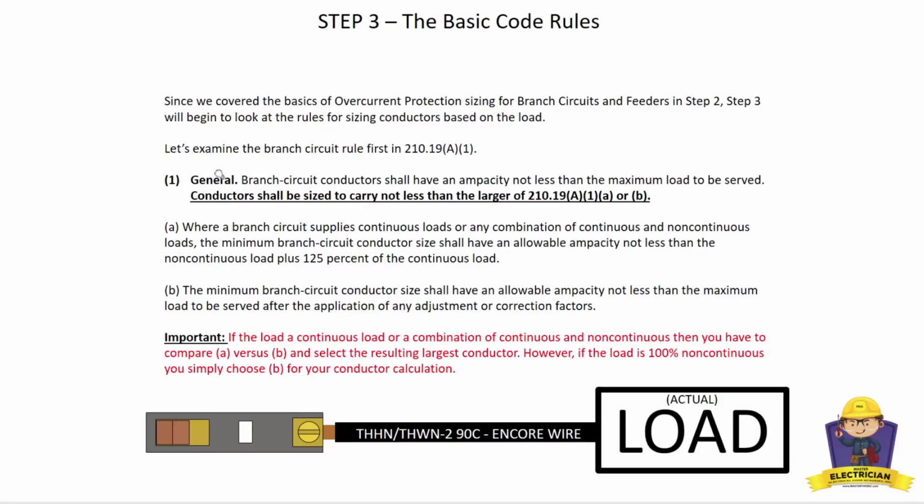So here it is on the screen. And here's what the general rule says. Branch circuit conductors shall have an ampacity not less than the maximum load to be served. And again, remember, the load is the load. Now, conductors shall be sized to carry not less than the larger of the results of the calculation between 210.19(A)(1)(a) or (b). Whichever results in a larger conductor is the one we're going to choose. Ultimately, one of the two is also going to result in the larger ampacity value as well, but that should take care of itself. So we have an A and we have a B.